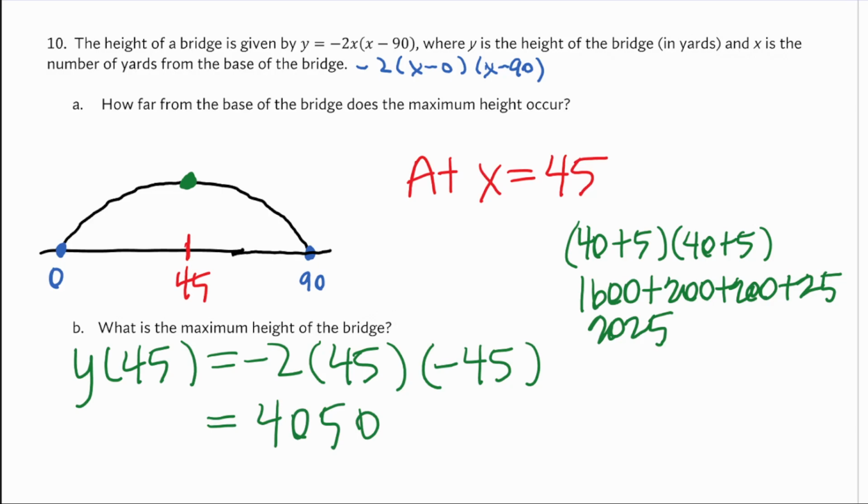4,050 yards. That's ridiculously high. So that's probably not a realistic model. I think that negative 2 would have needed to be something much smaller, like some kind of fraction. That's what I was thinking.